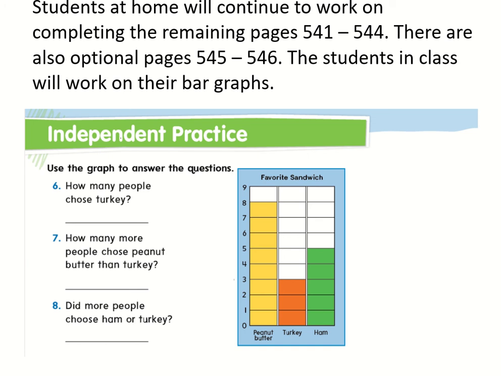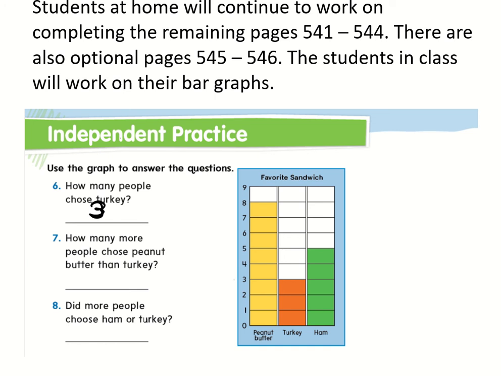So it says use the graph to answer the questions. How many people chose turkey? So all I have to do, boys and girls, is take a look at my favorite sandwich down here on the bottom. Look at the number that goes across right here, because this one's going to follow over for the turkey that I had on the bottom. So I can see, using my data and analyzing my data, that 3 people chose turkey. Perfect.